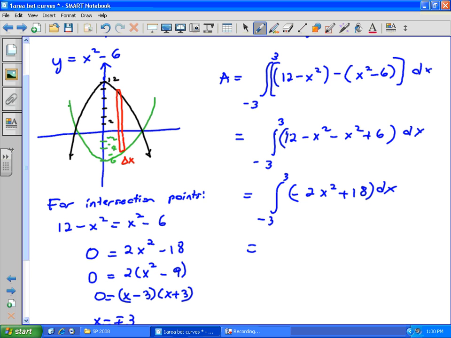I look at the integrand over here, negative 2x squared plus 18. If you replace x with negative x and get the same function back, that means you're integrating something that is symmetrical with respect to the y-axis. That means you can use this little trick. Instead of going from negative 3 to 3, what am I going to do then? I'm going to integrate from 0 to 3 and multiply the answer by 2. It just helps a little bit when you are plugging the numbers in.